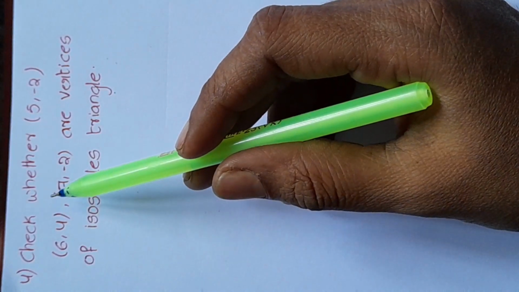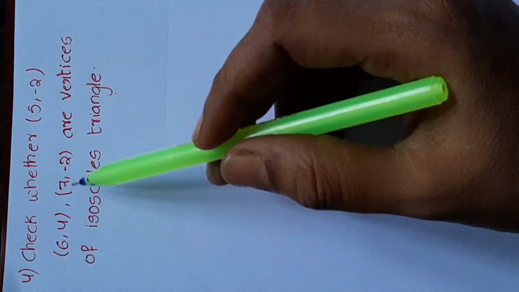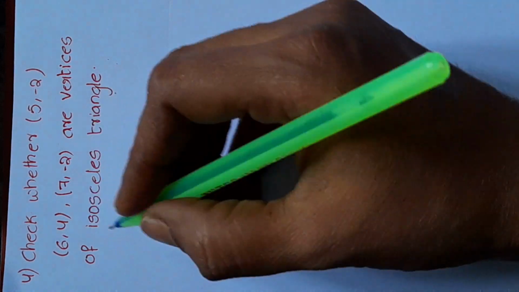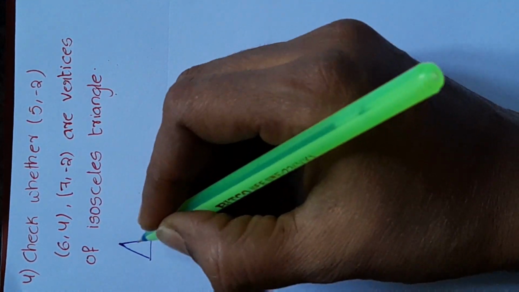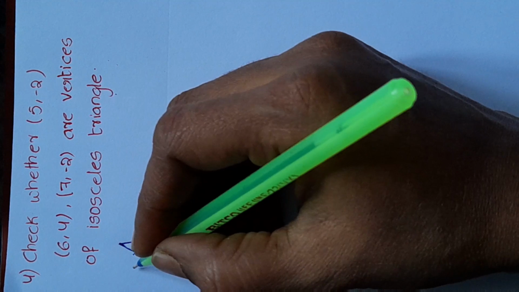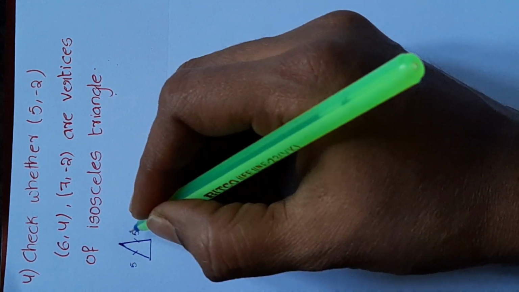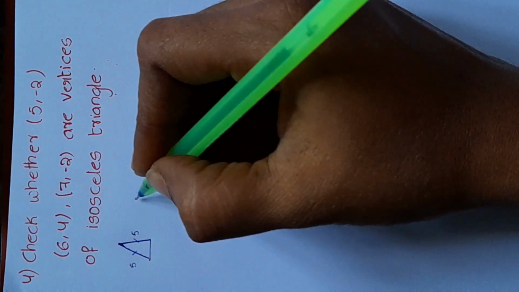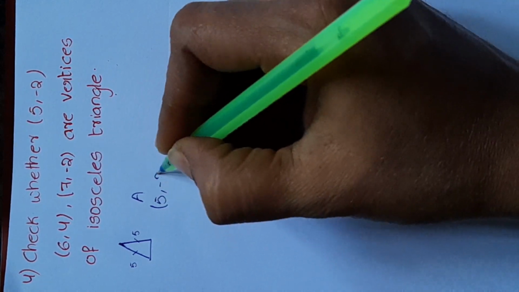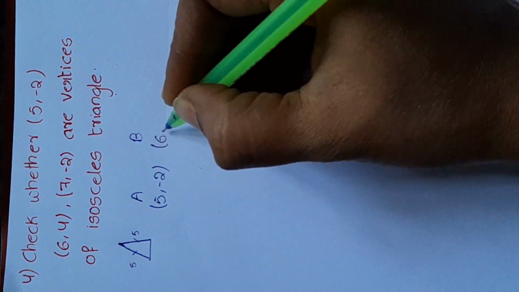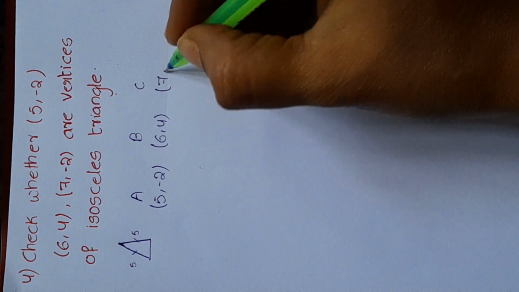Fourth question is, check whether (5, minus 2), (6, 4), (7, minus 2) are the vertices of an isosceles triangle. Isosceles triangle means any two sides should be of equal length. If this is 5 centimeters, this also should be 5 centimeters. Let us name the points. A is (5, minus 2), B is (6, 4) and C is (7, minus 2).